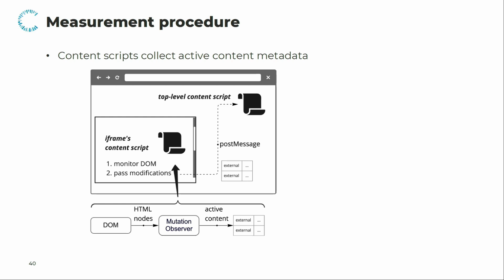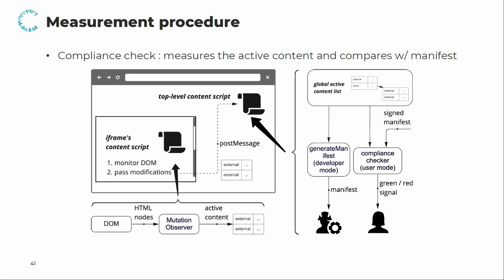And the content scripts inside the iframes are also responsible to send their collected metadata to the top level window using post messages. So the top level window collects all of the metadata and sends it to the compliance checker. The compliance checker downloads the site manifest, verifies its signature, and compares the active content metadata with the manifest to understand if it adheres to the protocol. The same procedure can be used to generate a manifest file for a website in the development mode.